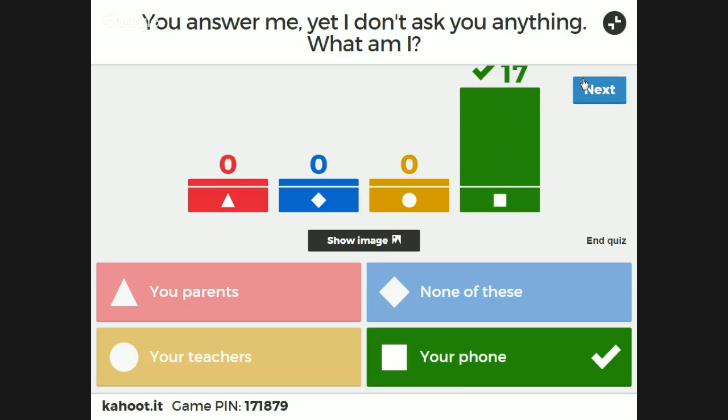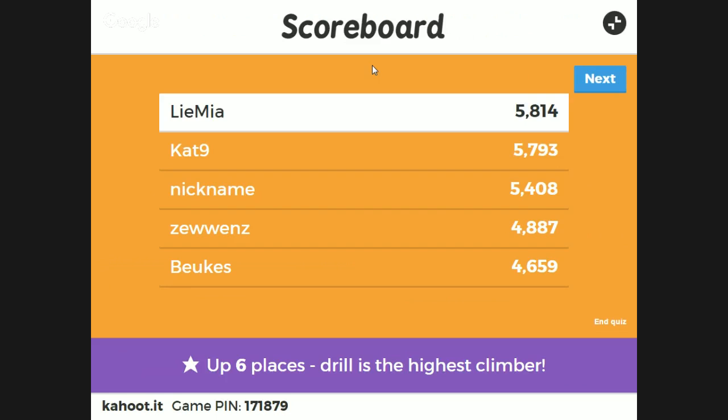Our leaderboards, let's see if they did anything to our leaderboards. Limia, Cat9, Nickname. Well done. Not too difficult. I must tell you that the difference between Cat 9 and Limia is so tiny that it could be one right or wrong question. So anything can happen. Exactly. Here we go. Next question.